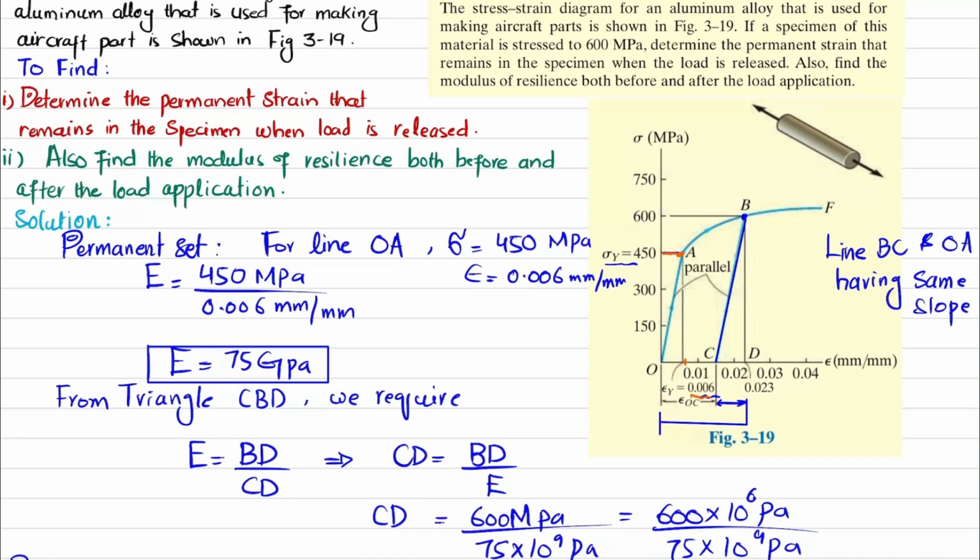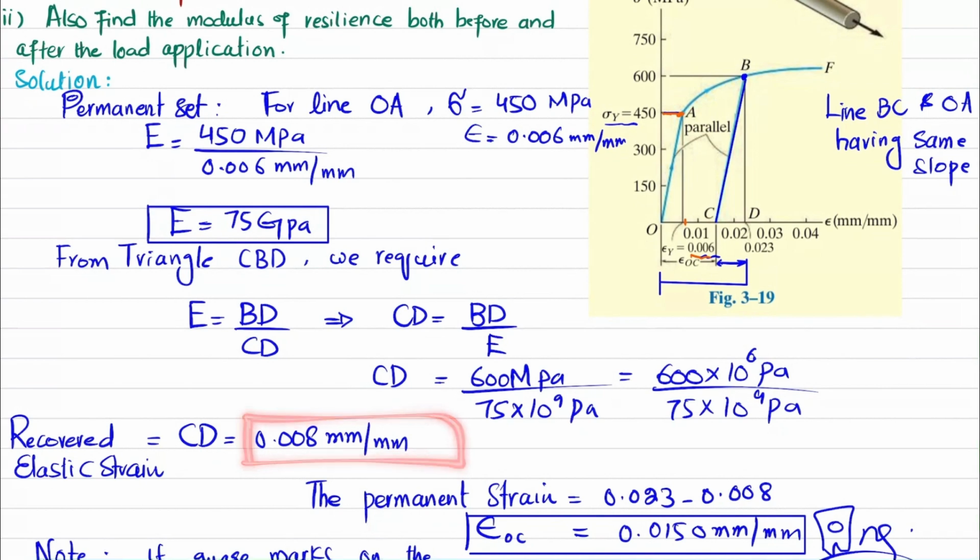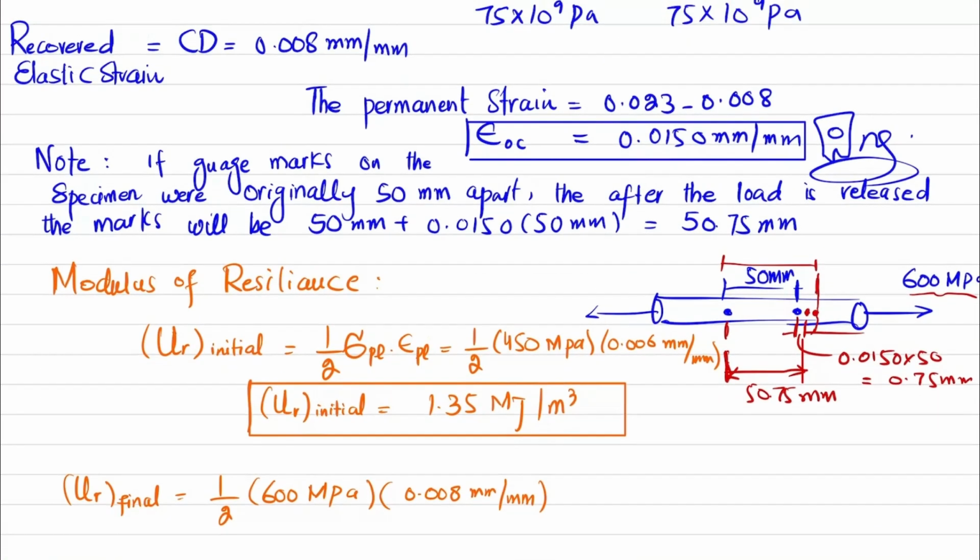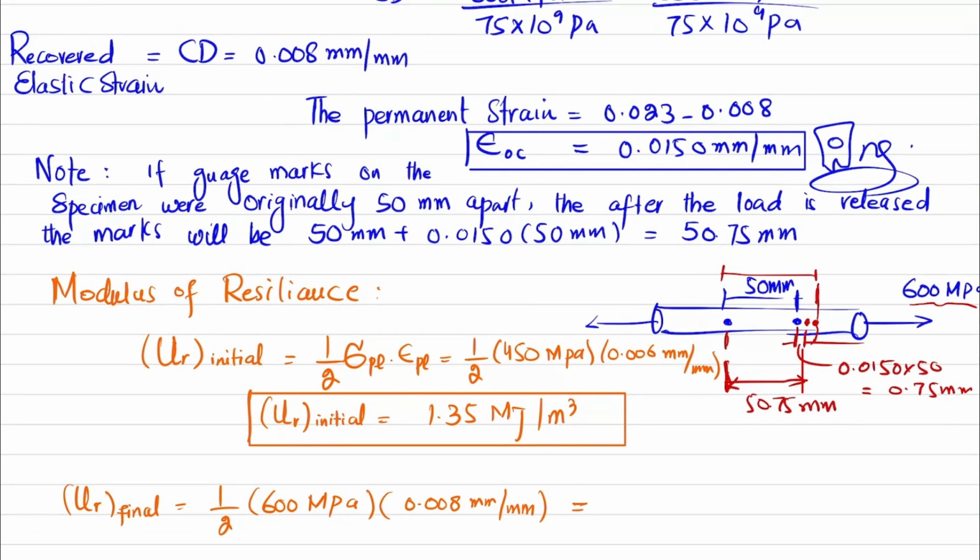Here you can see the stress is 600 megapascal, and here we have the strain. The area under this stress-strain curve, with this strain of 0.008 that we have calculated over here, is the strain under the stress-strain curve. So we can write it will be equal to 2.40 megajoule per cubic meter. So I can write, resilience for final is equal to 2.40 megajoule per cubic meter.